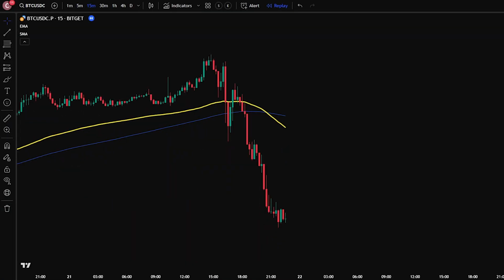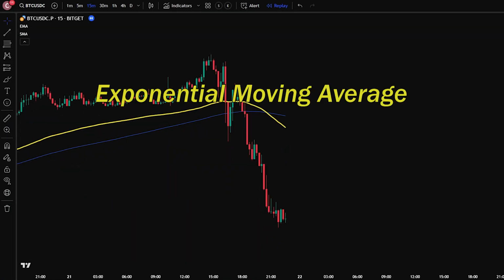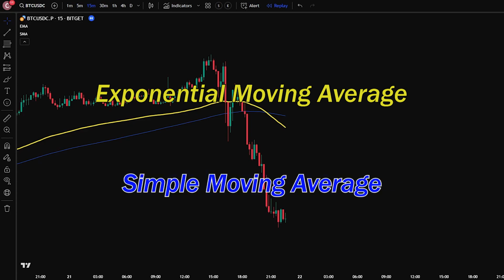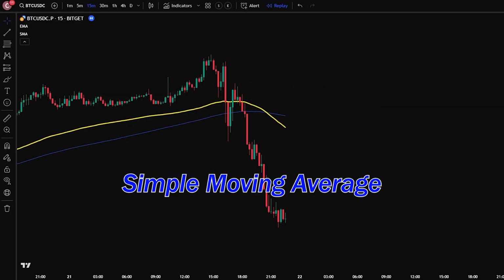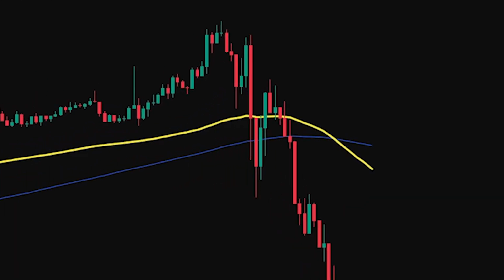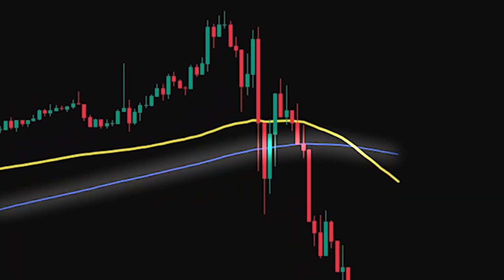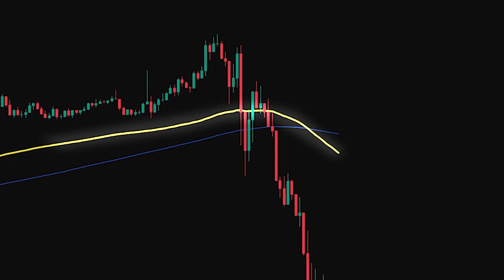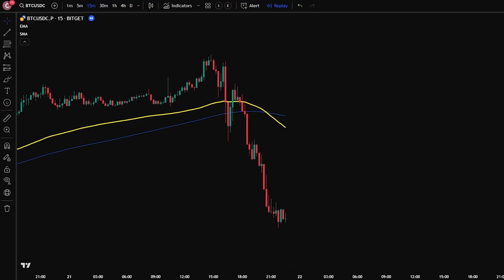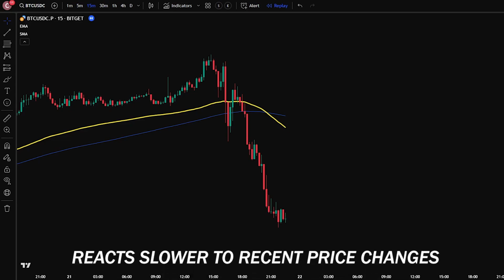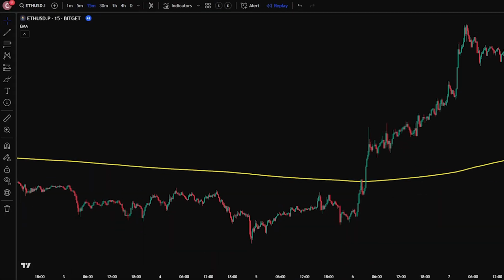Now I will explain the difference between the exponential moving average and the simple moving average and why you should avoid using the simple moving average for trend determination. The simple moving average is calculated differently from the exponential moving average. The exponential means that the most recent candles have a greater impact on the exponential moving average, making it more responsive to price movements. In contrast, the simple moving average treats all periods equally, which means it reacts slower to recent price changes.